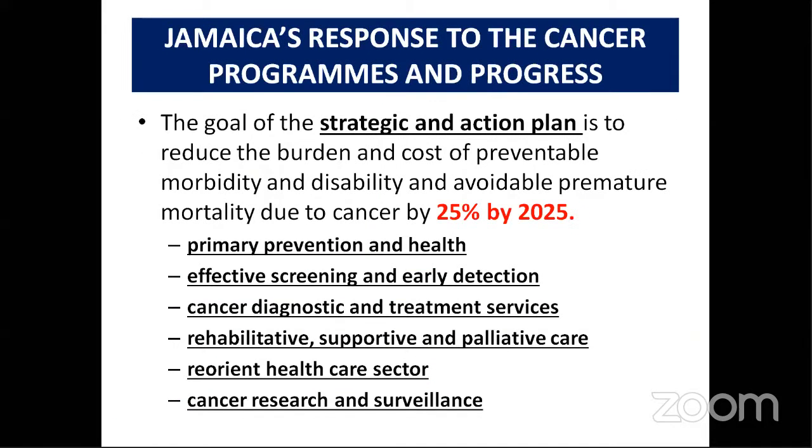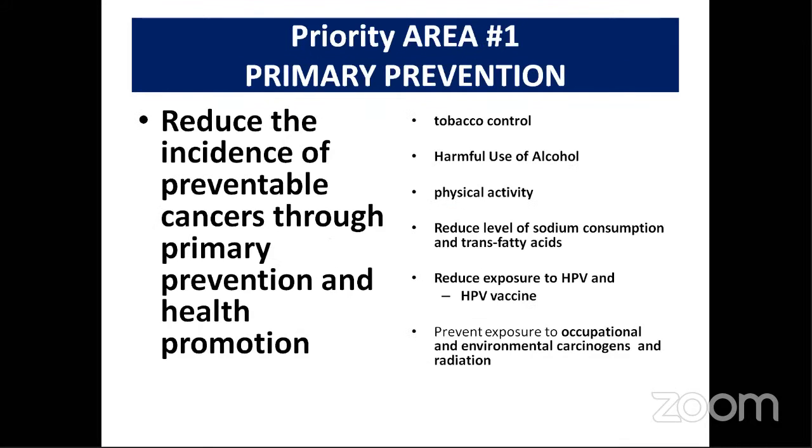Using that concept, Jamaica has established a strategic and action plan. The goal of the plan is to reduce the burden and cost of preventable morbidity, disability, and avoidable premature mortality due to cancers by 25% by 2025. There are 6 priority areas that I'm going to be mentioning. Priority 1, which is the highest priority, and we are focusing more on that as a nation: reduce the incidence of preventable cancers through primary prevention and health promotion.